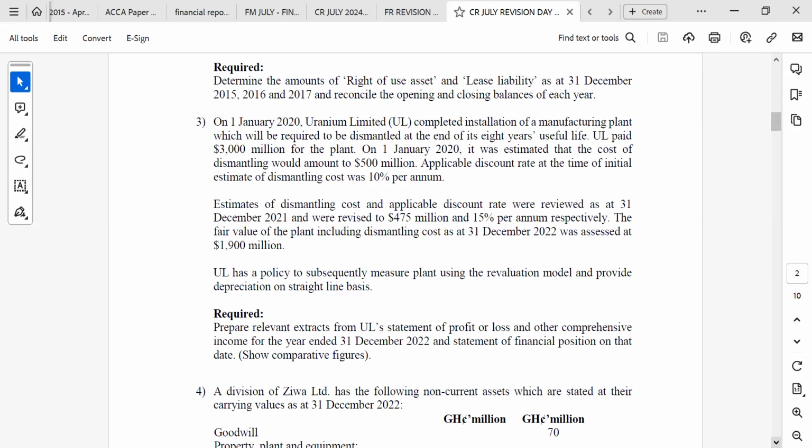Estimates of dismantling costs and applicable discount rates were reviewed as at 31st December 2020, at $75 million and 15% per annum respectively.